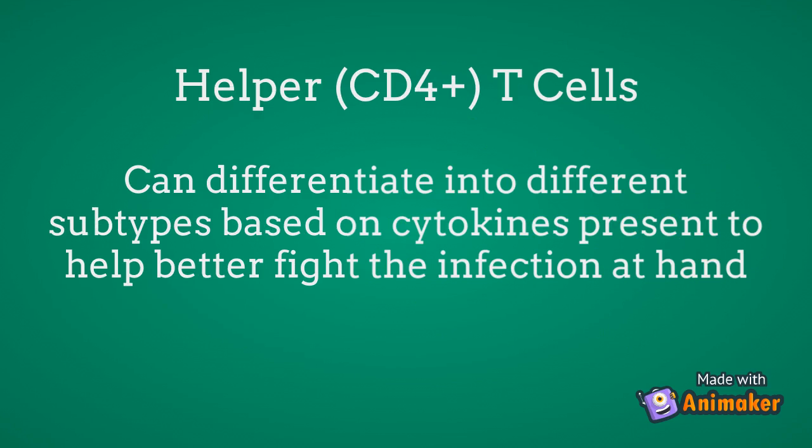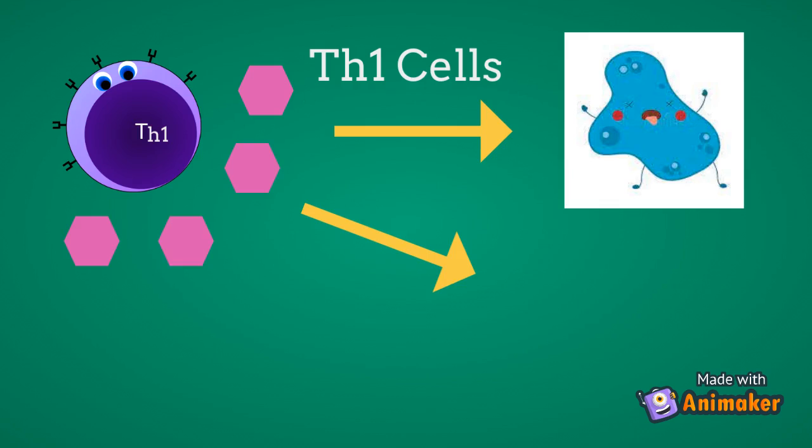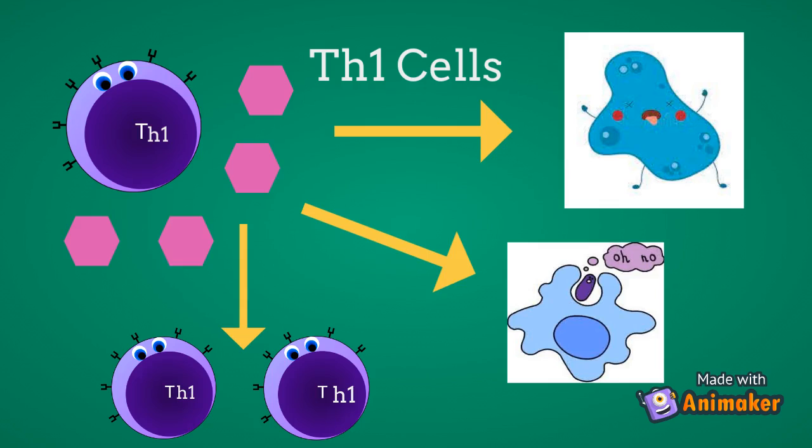Helper T cells also have the capability to differentiate into different subtypes based on the cytokines present to help better fight the infection at hand. Th1 cells are used to fight intracellular infections, further classically activate macrophages, and secrete IFN gamma that activates other helper T cells to become Th1.